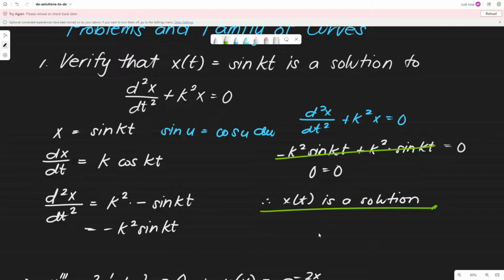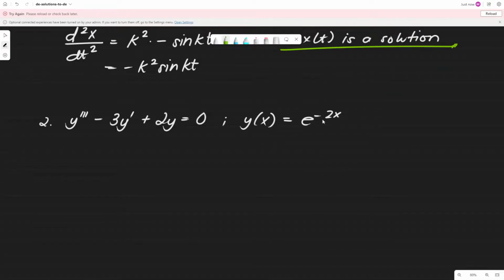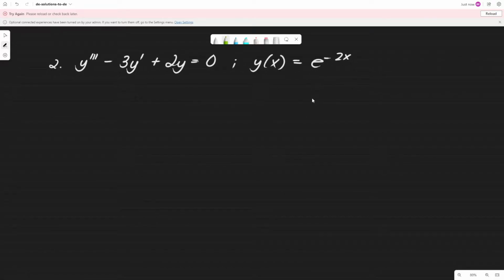Next, I hope you guys got it. It's fairly easy as long as you know the basic differentiation theorems or basic derivatives, so we won't have any problem here. Now, next, we have the given DE: y triple prime minus 3y prime plus 2y is equal to 0. We're asked to find if y of x is equal to e raised to negative 2x is a solution to the given differential equation. Our highest derivative is the third derivative, meaning we will take the derivative three times.